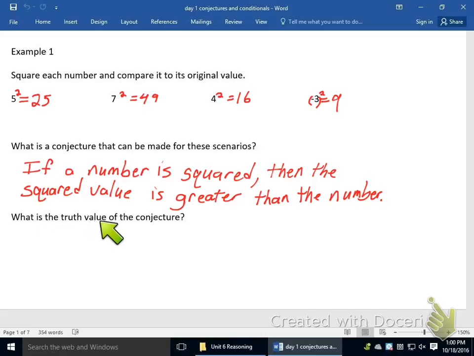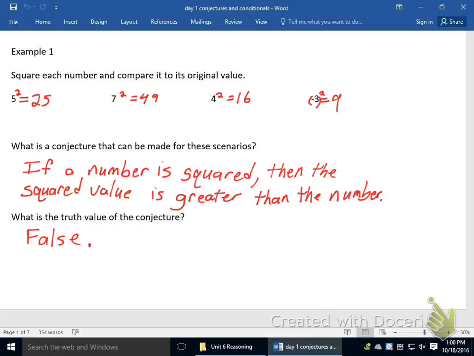Okay, what is the truth value of the conjecture? Now, this is a conjecture, and for a conjecture to be true, it has to always, always, always be true. If there's ever one single time that it's false, then the entire conjecture is false. We saw cases where it was true up here, but is there ever a time that you could square a number and get a number that's less than or equal to the original number? There are many times. So this is actually false, but when I say that it's false, I have to provide what's called a counterexample. We assume that a statement is true until we prove otherwise.